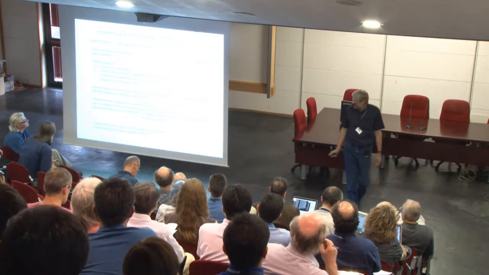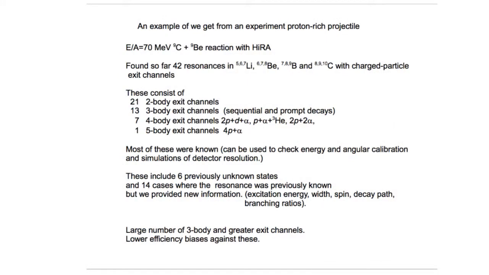Oops, wrong way. So let's consider one experiment. This was done with a carbon-9 beam. We identify all the particle types, and we can look at correlations between all the different particle types in terms of all the 2-body combinations, and we see 21 resonances. Then we can say, let's consider higher multiplicities. Let's look at resonances decaying into 3 bodies. So we go through many more combinations, of course, but you go through them all. We got 13, and then we get 7 4-body and 1 5-body. So in total, we see 42 resonances in these systems.